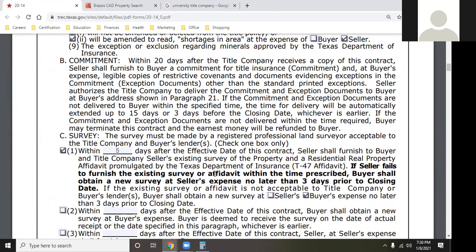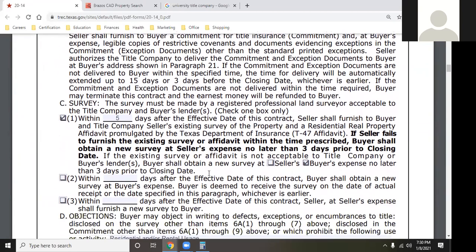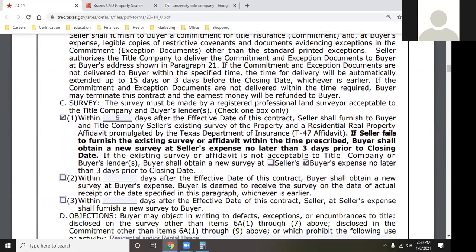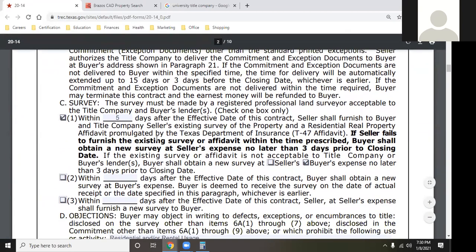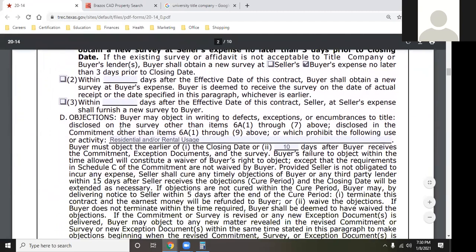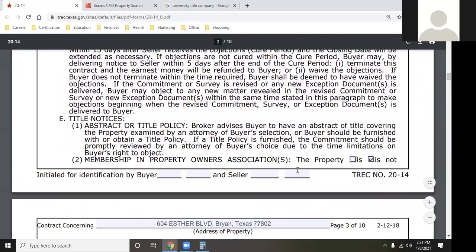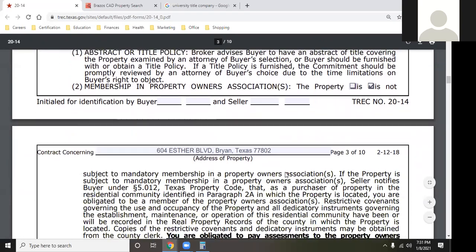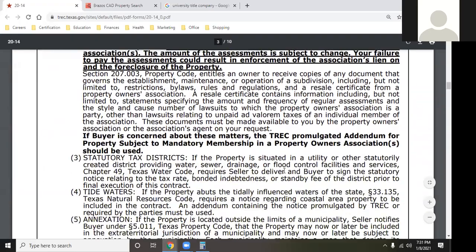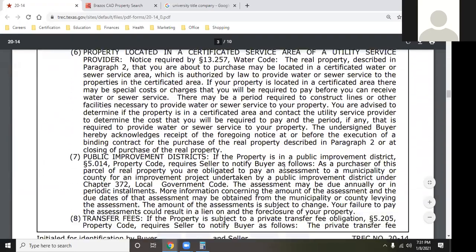Are you good with this part? I want it to be, or no, this buyer, so. So are you good with this one? Yeah, I'm good with that now. Okay, good. Are you good with this part on D? Yep. Okay, it's fine with that. And we said there's no mandatory association, so we're good there. Okay, keep on going.